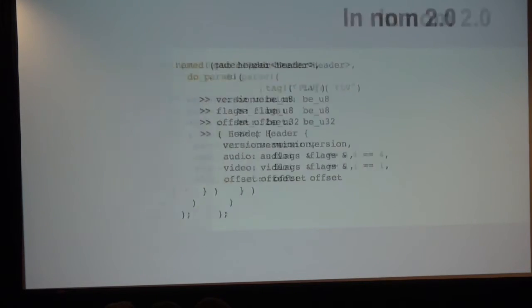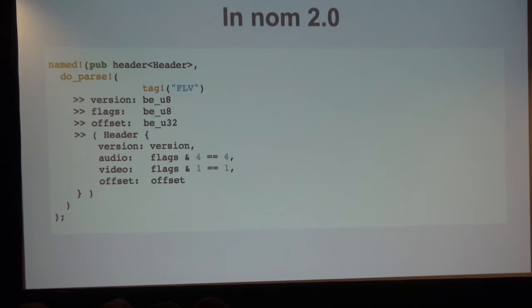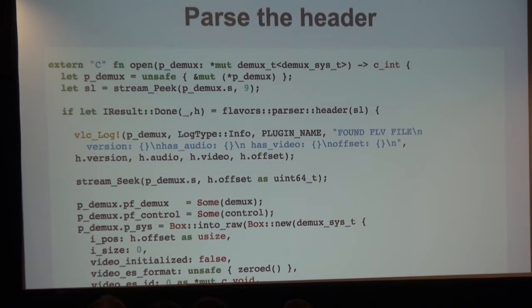I said earlier, okay, there was chain in nom. Now we have do_parse, which is a bit easier to use. So when VLC gets a file, it will try to call your open method in your demuxer and say, okay, I have some data, tell me if you can parse that. So the first thing is you do a stream peek, you say, okay, I need 9 bytes from the beginning of the data, and I will tell you if it's something I can parse. And then I call on that slice the header function that we just designed here. And if it passes correctly, it returns a header, and we can say to the file, okay, now I know I can parse that stuff. And we do a stream seek to go to the offset we want.